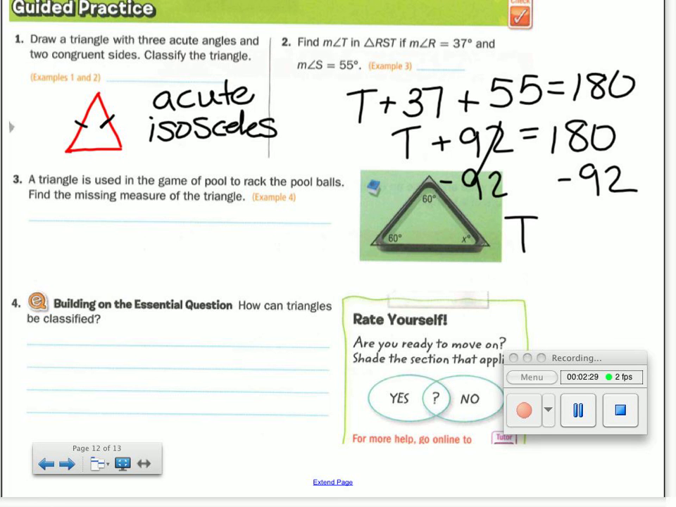And what is, I'm going to write it down here so you can see it better. What is the measure of angle T in degrees then? 180 minus 92? Yep. 88 degrees. Yep, 88 degrees. All right.